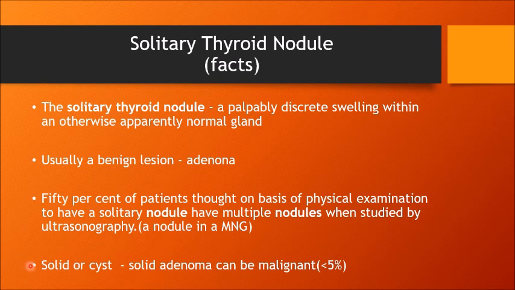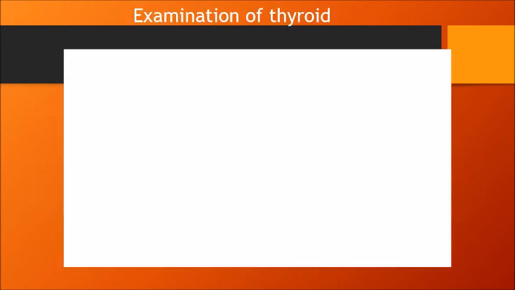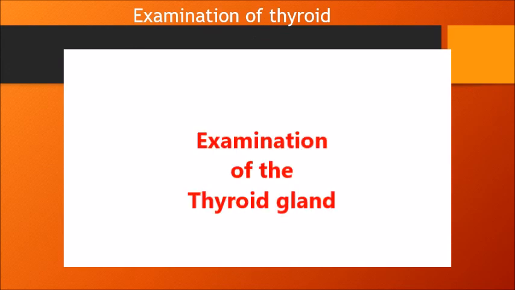A solitary nodule can be either solid or cystic. Cystic nodules are usually benign. Solid adenomas can be malignant, and the risk of being malignant is less than 5%. Now I show you a short video on the examination of the thyroid gland.